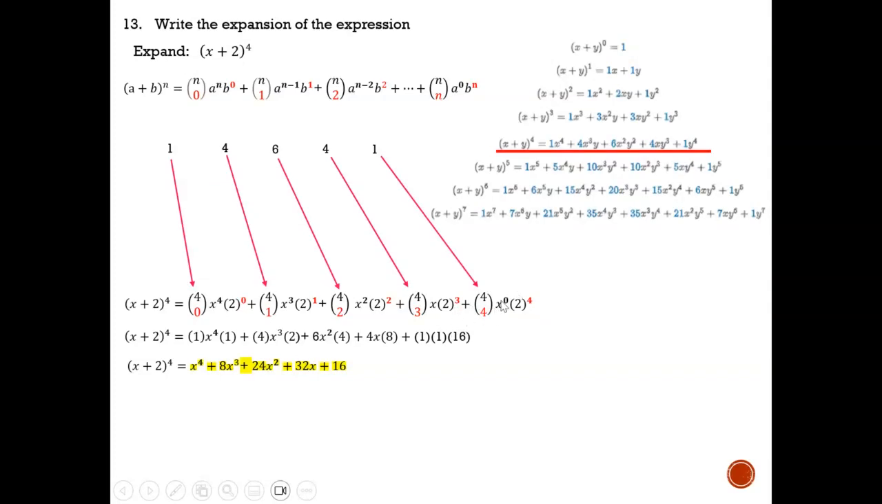X to the 0 is 1. And 2 to the fourth power is 16. Now we multiply: 1 times x to the fourth times 1 will give us x to the fourth. 4 times 2 is 8. 8 times x cubed will give us 8x cubed. 6 times 4 is 24. 24 times x squared will give us 24x squared. 4 times 8 is 32. 32 times x will give us 32x. And 1 times 16 will give us 16.